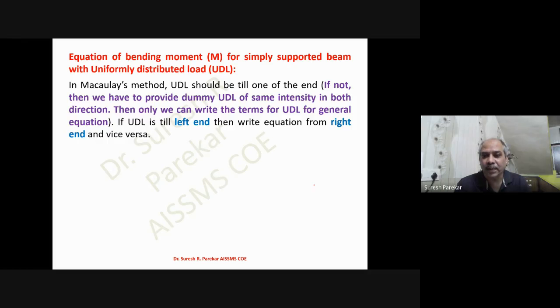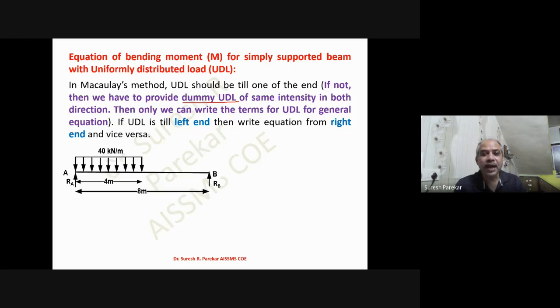We need not require to apply any dummy UDL. Or if your UDL is still right hand, then we can write equation from left hand. We need not require to apply any dummy UDL, because this dummy UDL plays a very important role when we are going to find slope and deflection by using Macaulay's method. Now we have this problem, and we are interested to write down here again. UDL is still left hand, so I can write equation from right hand, and this will be simple.